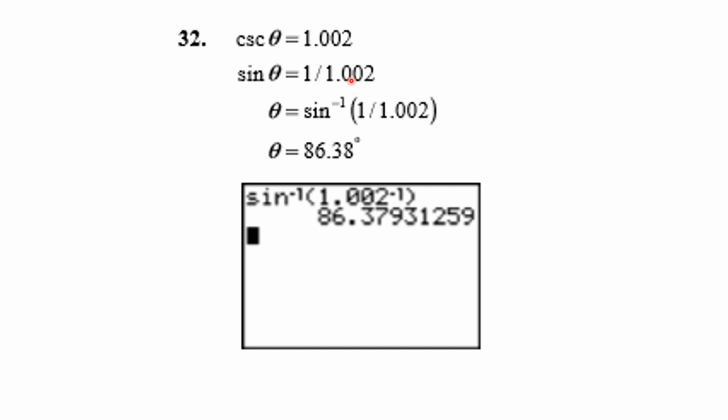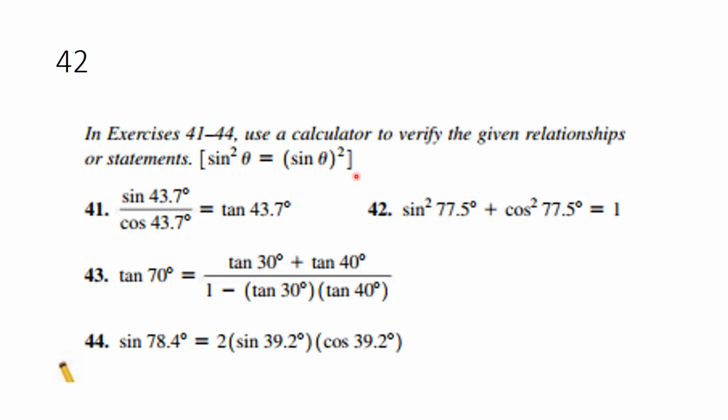And then we take the inverse sine of this number, 1 over 1.002, and we find out that the answer is 86.38 degrees. And again, you can see that we round the answer off according to those rules that were in table 4.1. Here again, the suggestion is that you're using the calculator to verify these relationships are true.